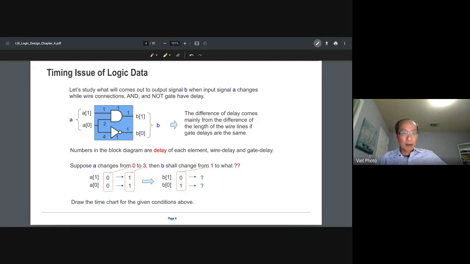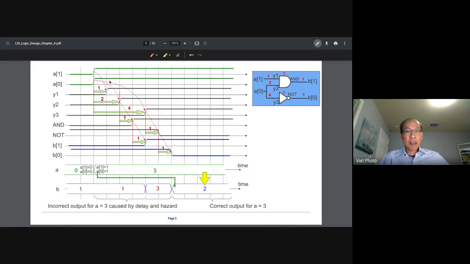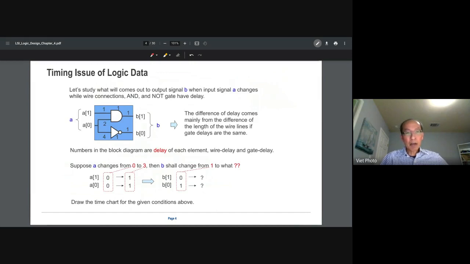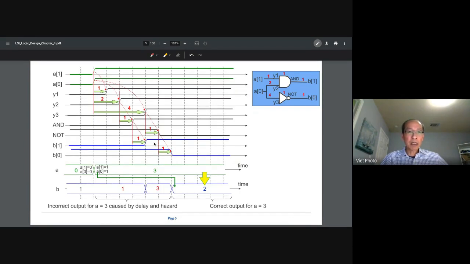Now, if the input changes from 0 to 3, which is 0, 0 to 1, 1, let's see what the change is at the outputs B1 and B0. Regardless, at the end it changes. You can look at the schematic here with the delay numbers, and then you can figure this out. There's not much to explain. I don't want to go into it here. I think you can figure it out.